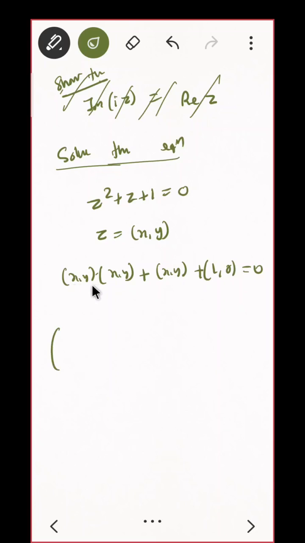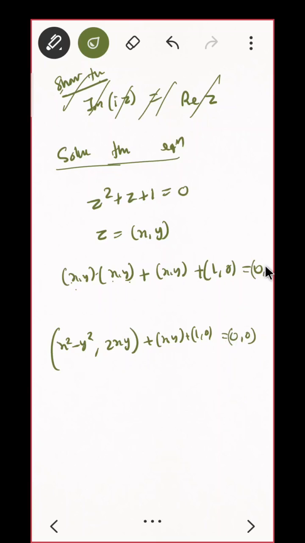How to multiply? Real part multiplied with real part minus, so it will be x square minus y square comma, what is the next one? X multiplied by y, so it will be 2xy, correct? If I'm not wrong, just verify. And this will be as it is, x comma y, and this will be plus 1 comma 0, and that is 0. Now you just have to combine together, that means it is 0 comma 0.